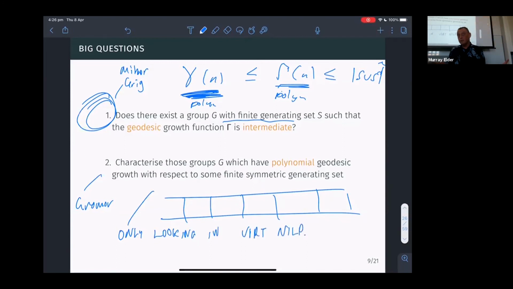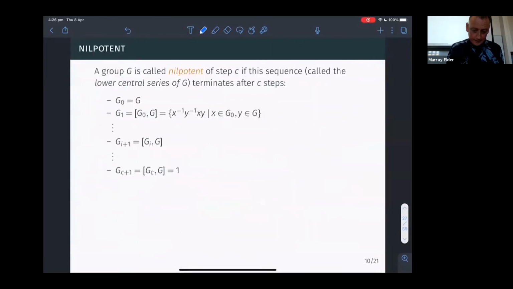But is it all of them? Is it all of them, or is it only the virtually cyclic ones? That's the only thing I could think of to do when I started looking at this. Okay, so I think those are my big questions.